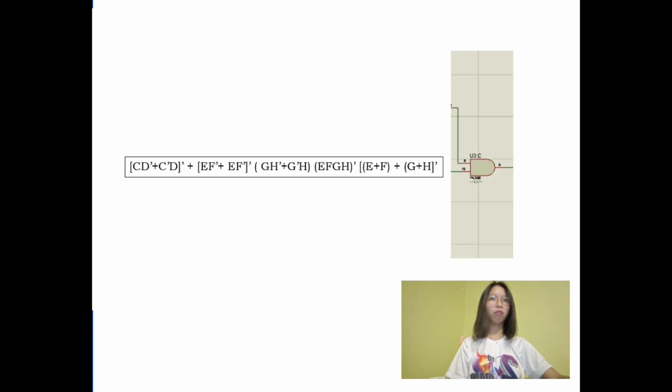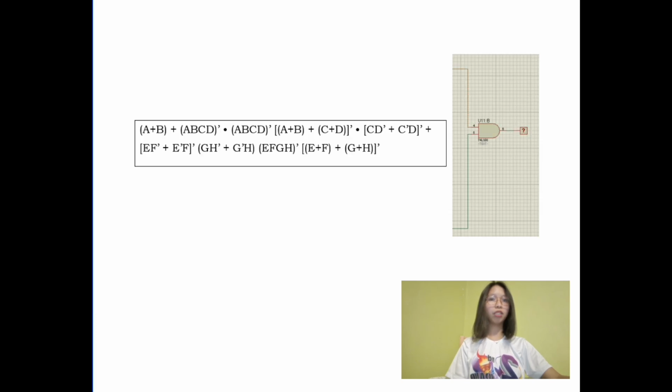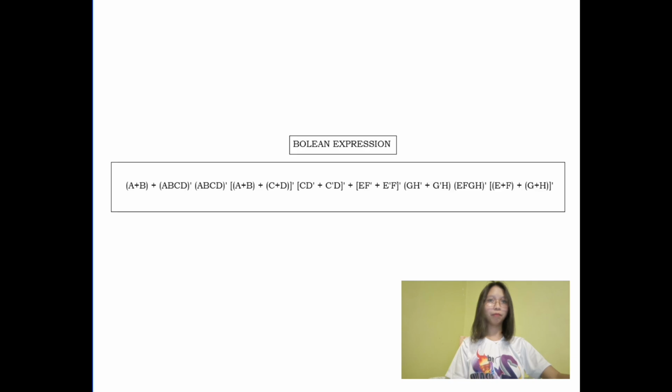And for column 9, which contains only 1 logic gate, beside it is its expression. And for column 10, which contains only 1 logic gate, beside it is its expression. And for column 11, which is the last gate, beside it is its expression, which also serves as the Boolean expression of our logic circuit diagram. So these are the final Boolean expressions of our logic circuit diagram.